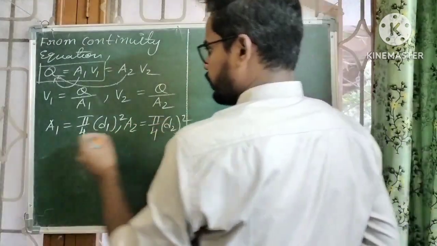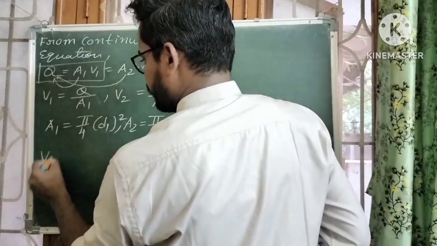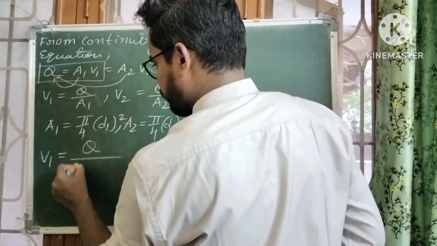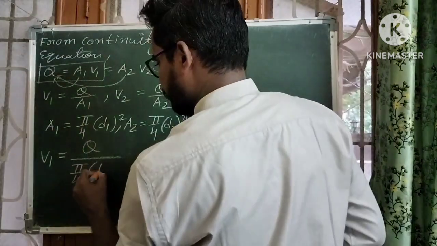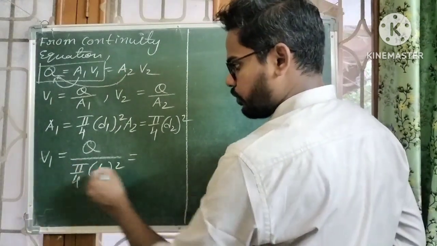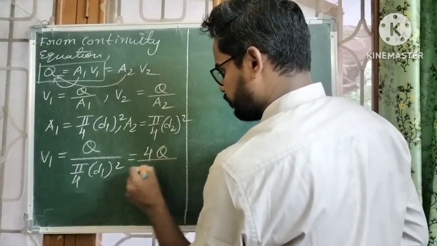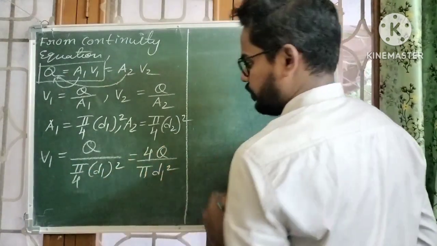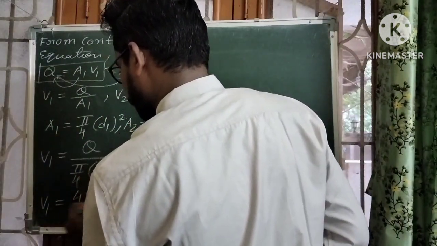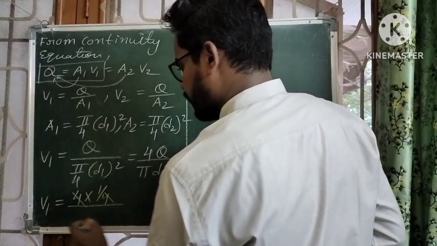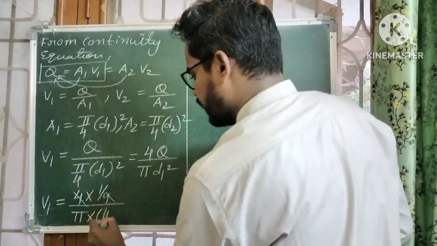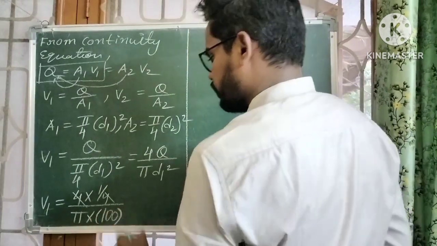Okay. So v1 is equal to q by a1. What is a1? Pi by 4 into d1 square. Taking the reciprocal of pi by 4, it becomes 4 by pi. So v1 is 4q by pi d1 square. So v1 is equal to 4 into discharge, how much? 1 by 4 or 0.25. The 4 gets cancelled. Pi into d1. So here d1, how much is given? 100 mm.